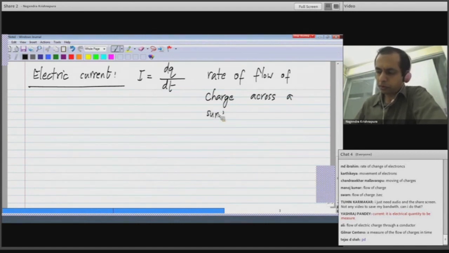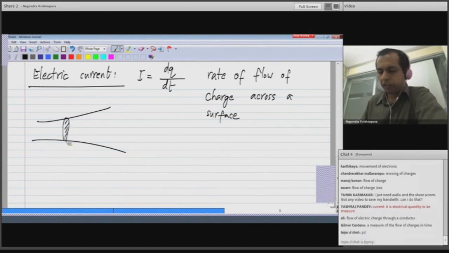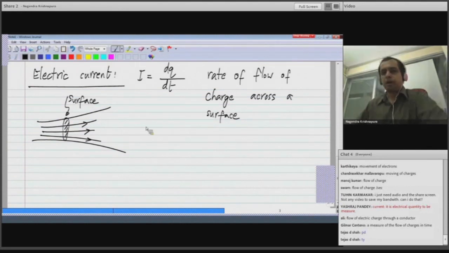So you could have some surface, I'm showing some pipe-like thing, and you could have charges flowing this way, and the rate of change of charge across the surface is the electric current through that surface. Okay. Now a couple of things. I think all of you know that it is electrons that do the flowing. It's the electrons that flow, and electrons are negative charge. So what is defined as the electric current is the flow of positive charges. Okay. It's really the negative of the flow of electrons.